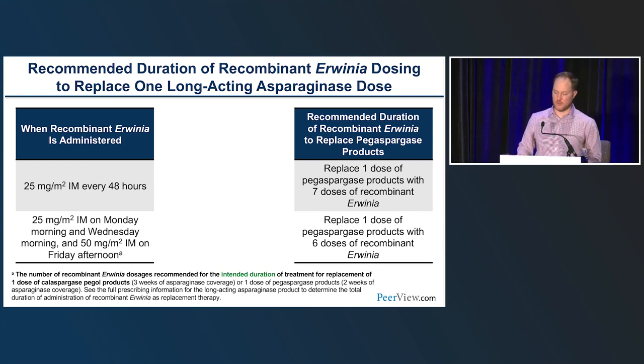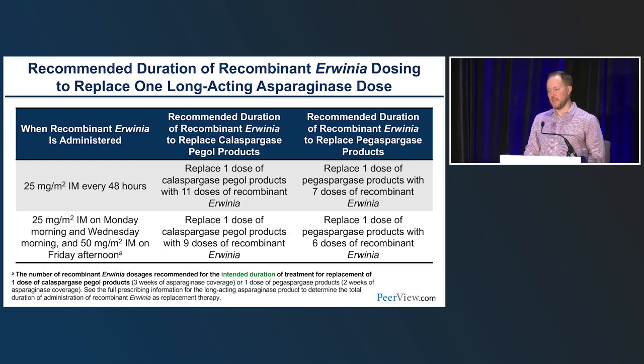This column on the far right talks about if you're replacing a PEG-ASNase product, how many doses of recombinant Erwinia you should use to complete that course. And this is pretty standard in what we would expect. But then you think about the CalPEG product, and as Rachel mentioned, it has this SC linker in it that makes the half-life longer, and we know it lasts a little bit longer in the system.